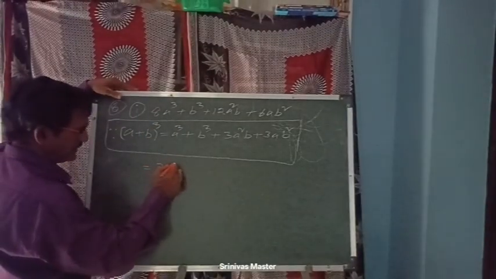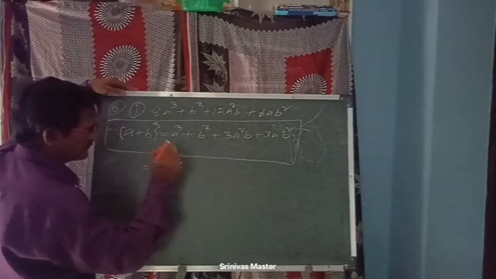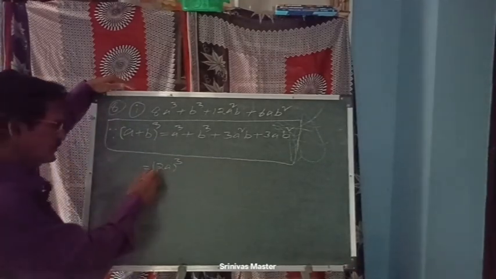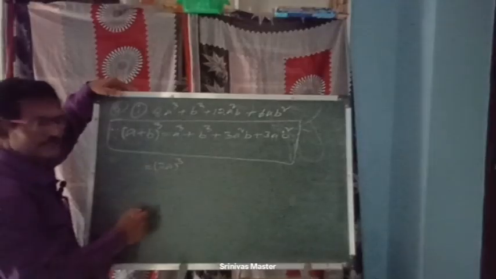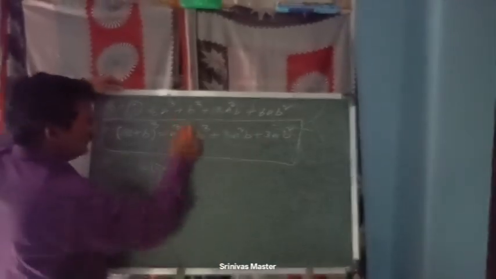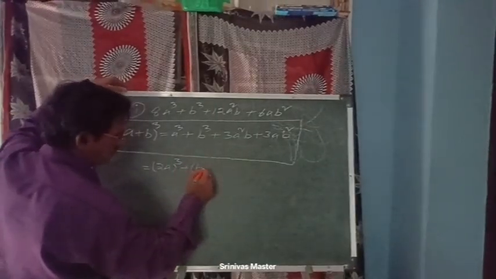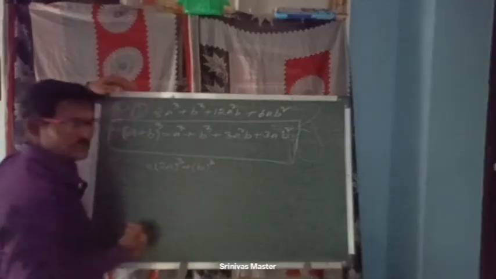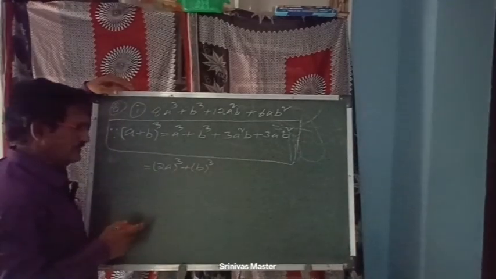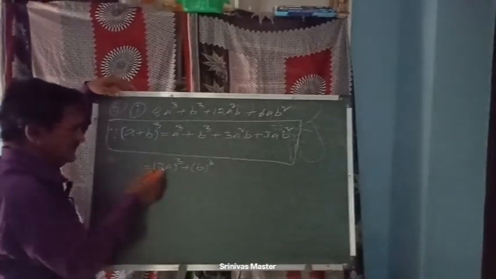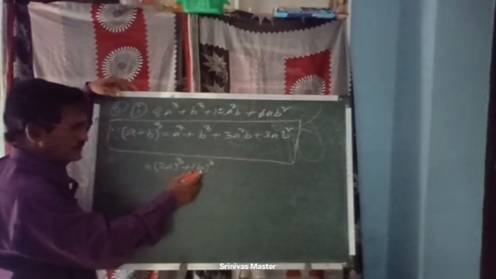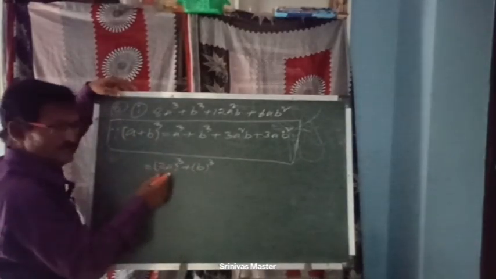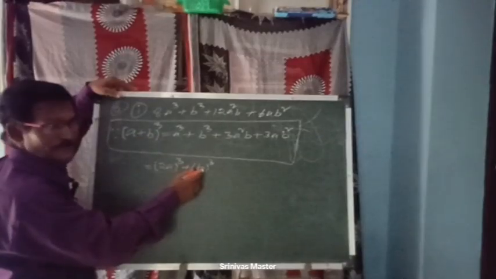8a cube, you can write like 2a whole cube, children. 2a whole cube means what? 2 cube, a cube, no? 2 cube means 8, 8a cube, correct only, no? Plus b cube. B cube can be written as b whole cube, just b whole cube. Then we can identify that in the place of a is 2a, in the place of b is b. That identification is very important. In the place of a is 2a, in the place of b is b.